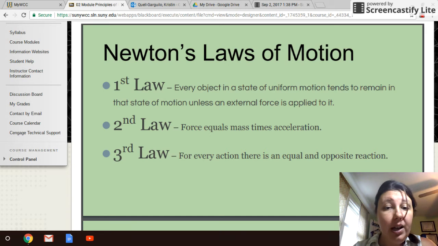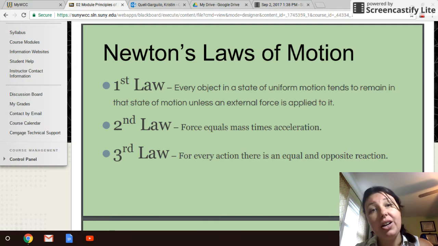Second law, that there is an equal force that has its mass times its acceleration. And then finally, the third law: every action has an equal and opposite reactionary force.